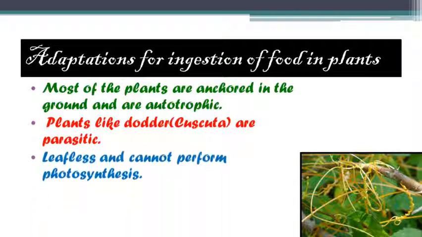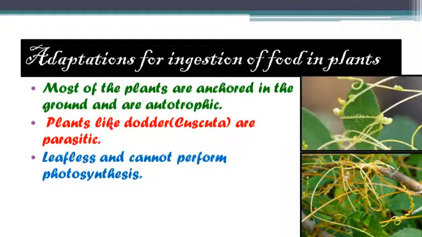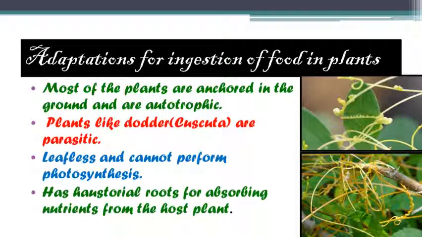The plant body of dodder consists of yellow wire-like stems. You can observe the picture, and it is leafless and cannot perform photosynthesis. It is ribbon-like. You can observe on the leaf, a thread-like structure is present, which is dodder or cuscuta. However, it has haustorial or sucking roots for absorbing nutrients from the host plant, and these roots penetrate up to the conducting vessels of the host plant just to absorb water and food.